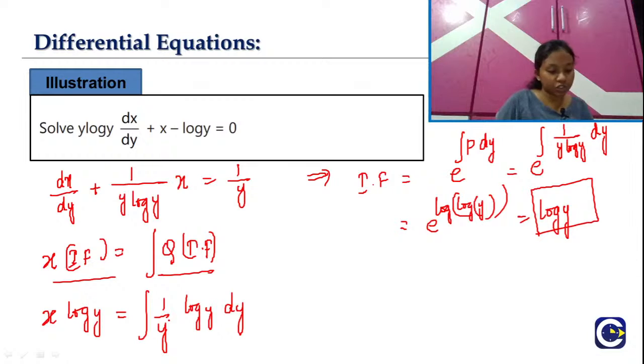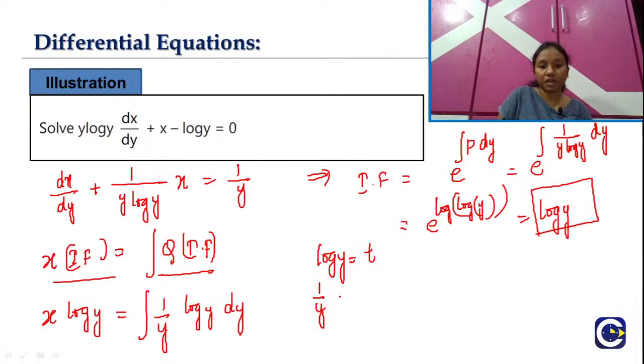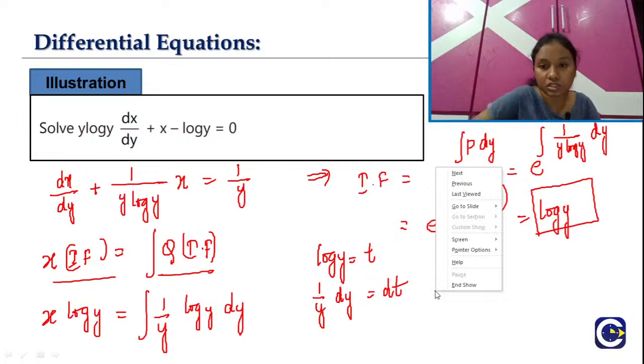I hope you guys can do this integration part. So here we are having log y as well as 1 by y. So here what we can do, we can take log y is equal to t. So differentiation of log y will be 1 by y dy, which is equal to dt here. So now let's just substitute the terms here.